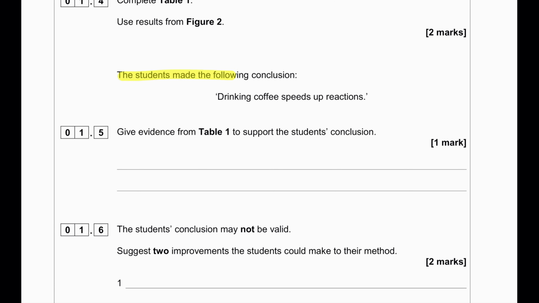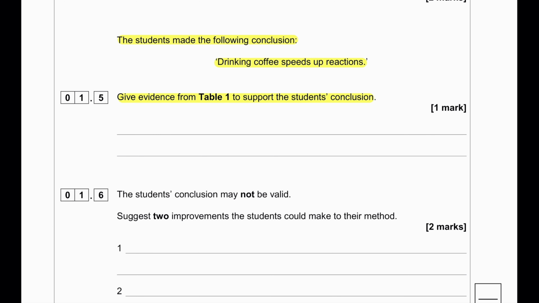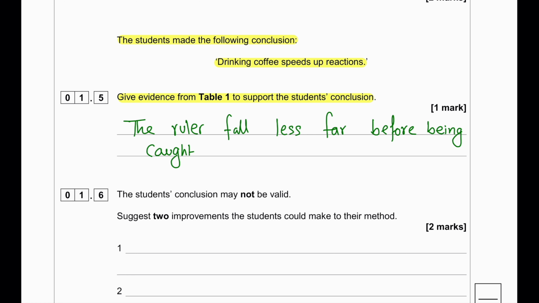The student made the following conclusion: drinking coffee speeds up reactions. Give evidence from table 1 to support the student's conclusion. We can generally see from the table that after drinking coffee, all of the reaction times were lesser compared to the first test. So we can write, after drinking coffee, the ruler falls less far before being caught.